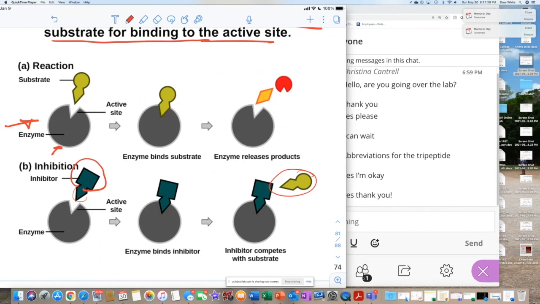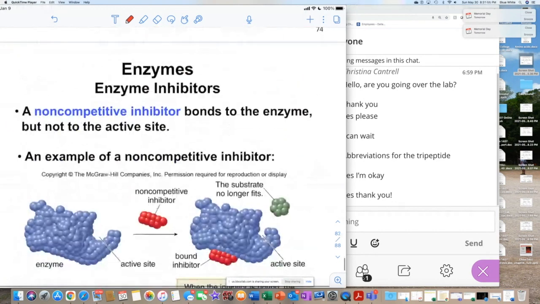Okay. When the substrate comes in, what it finds is the inhibitor bound to the enzyme via the active site. And it's like, okay, well, now the substrate has nowhere to go. So in this case, the enzyme has bound to the inhibitor. If the inhibitor doesn't leave, now the substrate is competing with the inhibitor. Okay? There's another one called the non-competitive inhibitor.